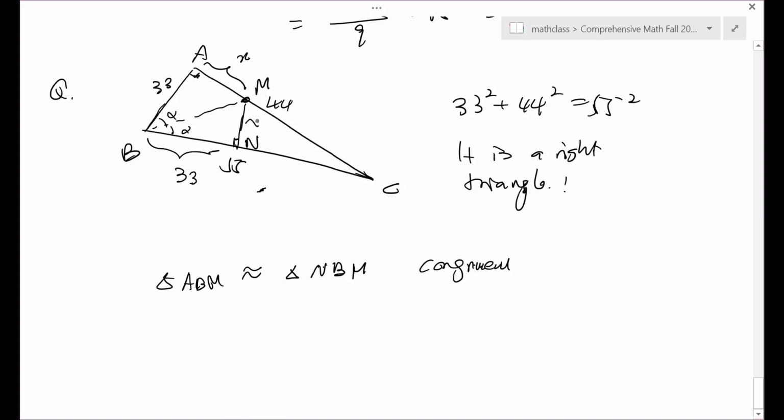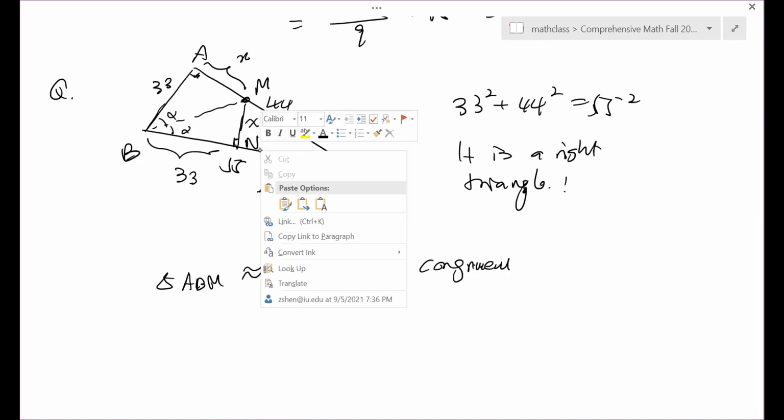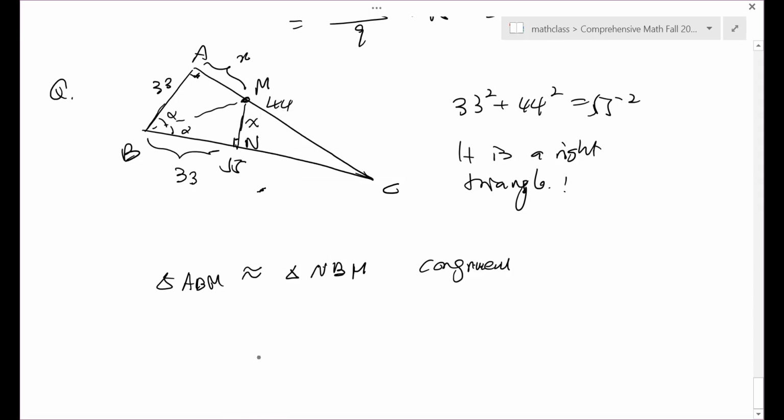Then this side will be X. So then this side will be 55 minus 33, so it'll be 22. How about this side? This side is 44 minus X.